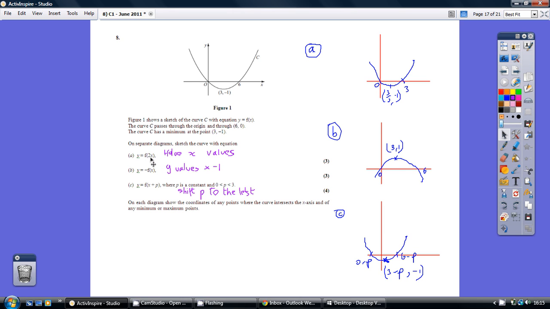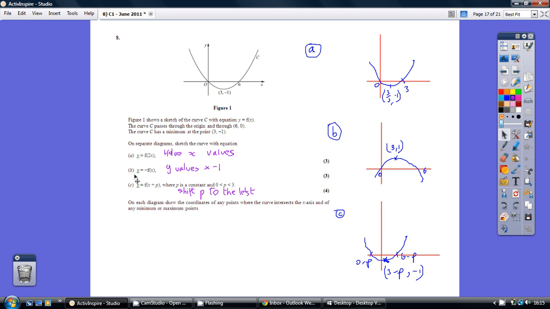So rather than doubling the x coordinates, this halves the x coordinates. So we're going to cross the axes still at 0, 0, but instead of 6, 0, it's going to be 3, 0, and the minimum, instead of being 3 minus 1, will be 3 over 2 minus 1, as over here.